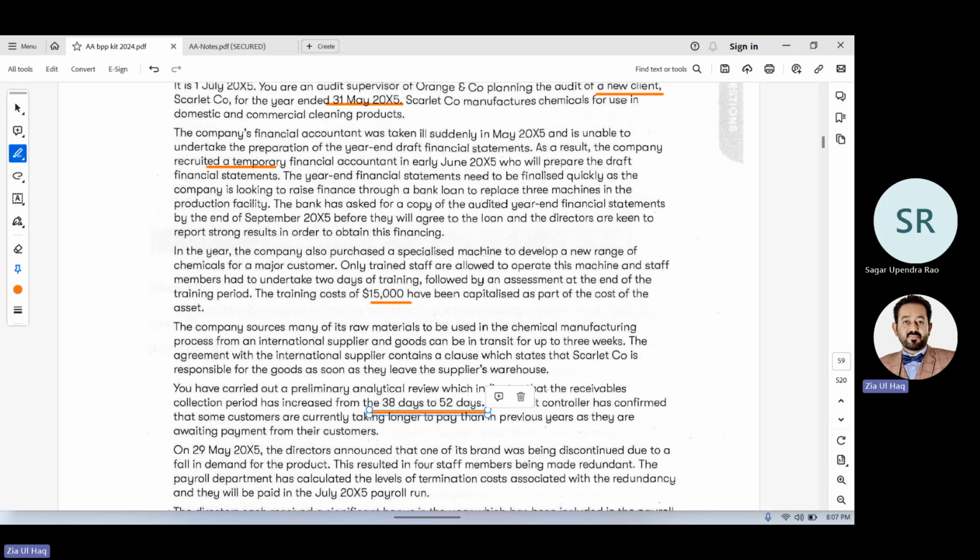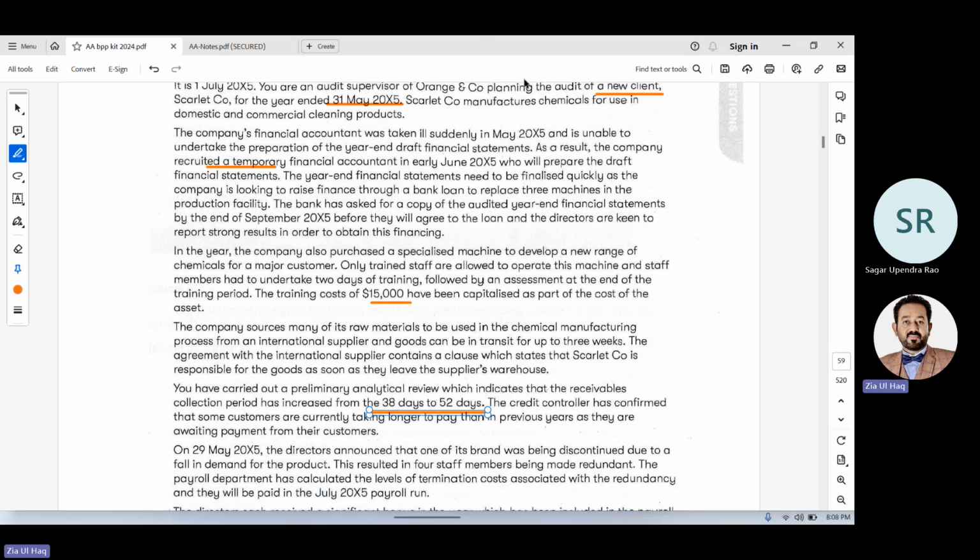What is the entry of recording bad debts? Irrecoverable debt expense debit, receivable credit. If you haven't recorded this, it means expenses understated, profit overstated, and if you haven't reduced the receivable, assets could be overstated. Is it fine?